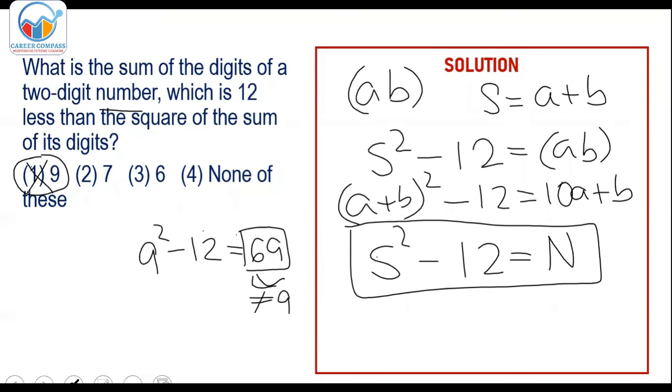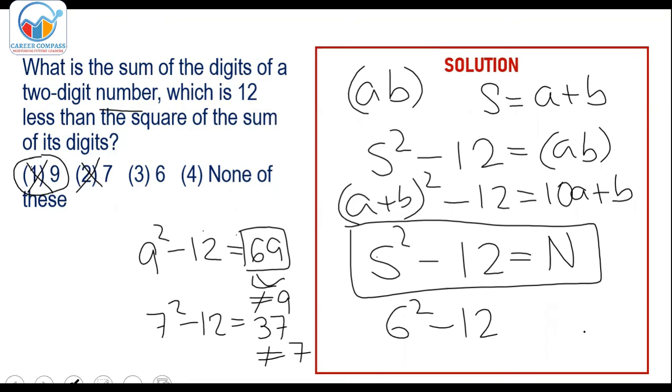Now take the second one. 7 square minus 12, if you see, that is 49 minus 12, that is 37. Sum of digit of 3 and 7 is not equal to 7. Hence, even the second option will get eliminated. But if you take 6, that is the third one, 6 square minus 12, that is 36 minus 12 is 24, and the sum of digit is equal to 6, which means your answer will be the third option. So you can do it by simple elimination method, right?